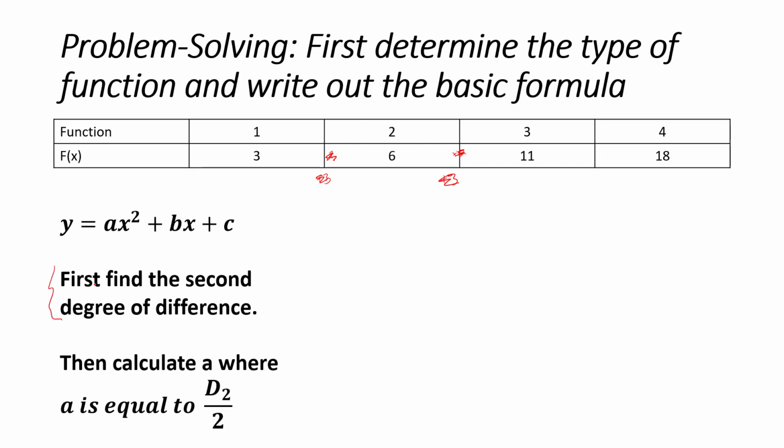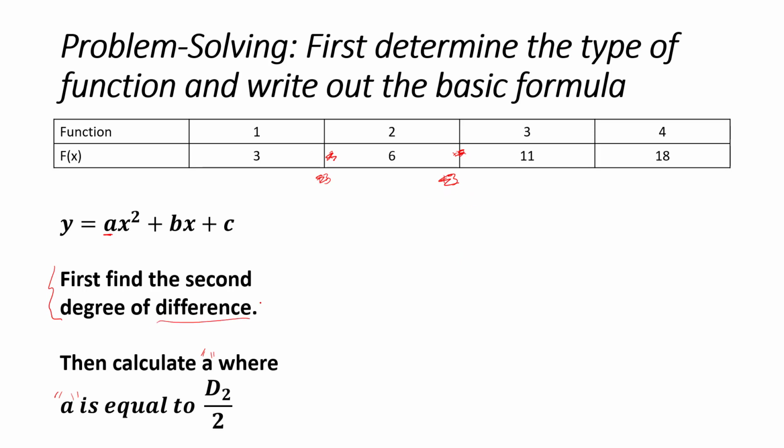We are going to use a second degree of difference to calculate our a value. Now that's going to be important for us to calculate our entire equation. We can calculate a, where a is equal to the second degree of difference divided by 2. Well, now we need to talk about what in the world the second degree of difference is.